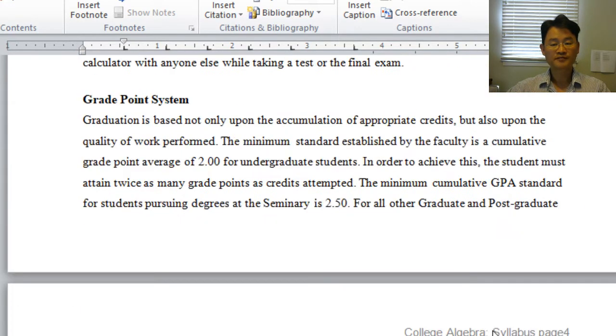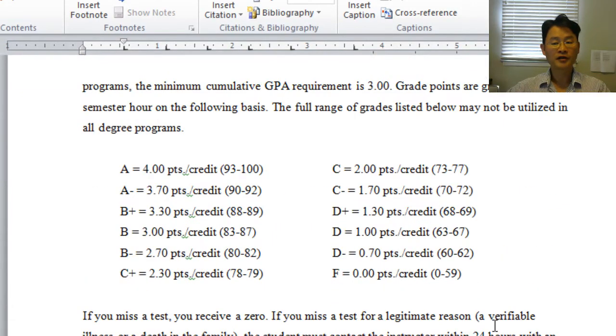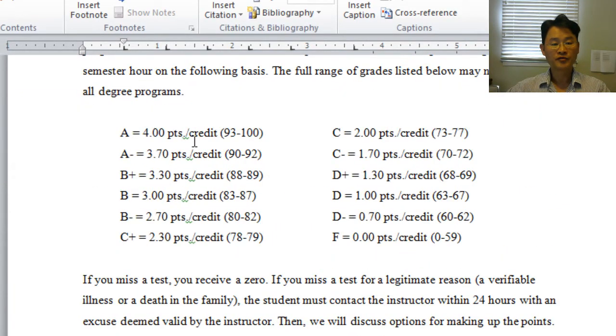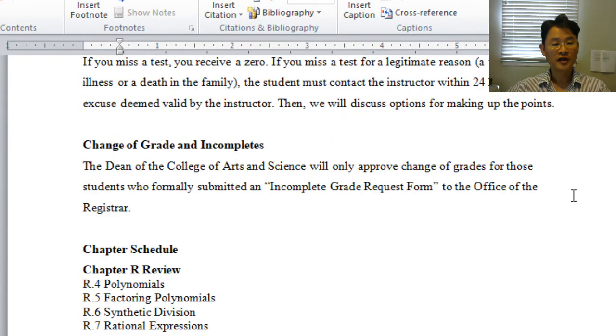And there is grade point systems. You can definitely read about it. And basically, if you want to get an A, 90 to 100 is the score that you want. If you're just looking for pass, 60 or above is going to be just passing, right?